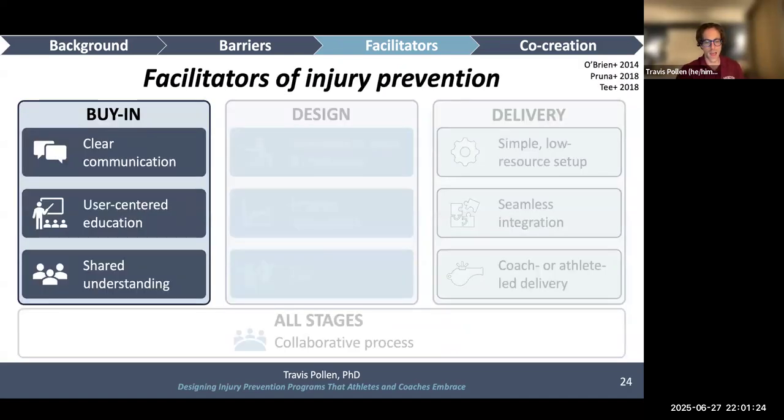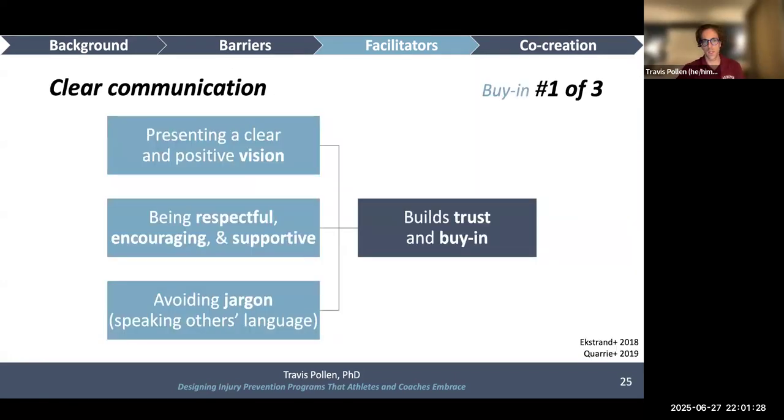Now we have the buy-in related factors. So the first of these is communication. There is actually research that shows that better communication is associated with lower injury rates. And some features of high quality communication would be things like presenting a clear and positive vision, as well as being respectful and encouraging and supportive, and recognizing when other people are making meaningful contributions, recognizing successes, and recognizing the hard work that everybody's putting in.